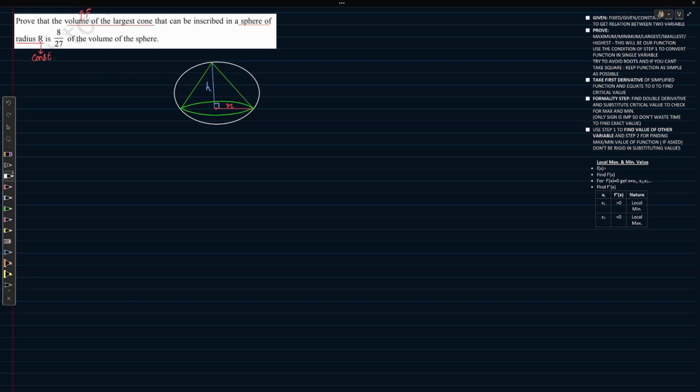क्या क्या वैल्यू मुझे दिए? The radius of the cone means this value is constant and equals to R. This value is also constant and equals to R. ठीक है, जैसे उधर रेडियस है, here also we can construct a radius R.